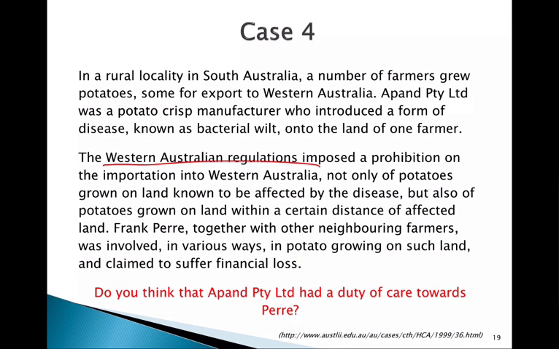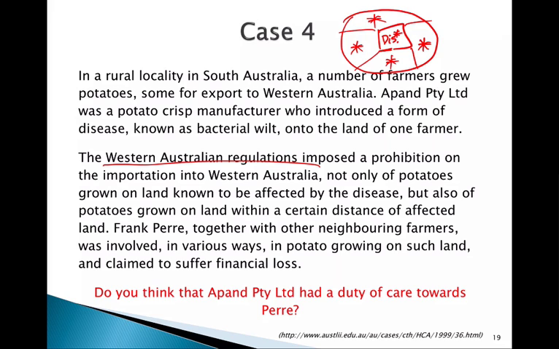So the Western Australian regulations said that your ability to trade in potatoes was affected by whether there was disease on your land or on land adjacent to yours. So imagine that you have disease on this plot of land in the middle, and there are these other farmers with land that adjoins it. If disease occurs on this farm, the Western Australian regulations say that these farmers can't import their crops into Western Australia.